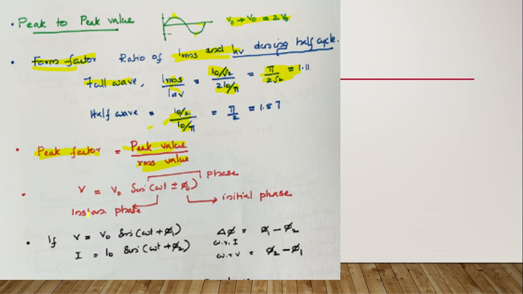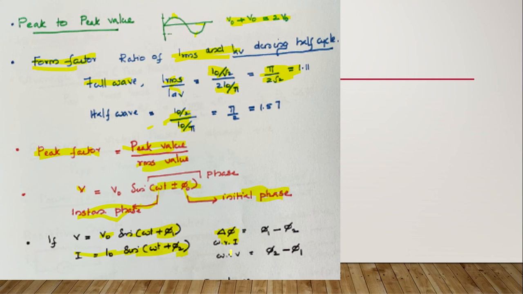So preliminarily, when we express the potential, remember, this term is called the phase, this one is the instantaneous phase, and this one is called the initial phase. And here V is equal to V0 sin omega t plus phi 1, and I is equal to I0 into sin omega t plus phi 2.